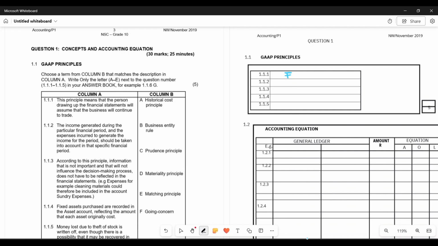For that financial year. So what is this rule? This is your matching principle. Matching principle is that principle whereby they tell you that the income as well as the expenses for this year, you need to recognize them in this year's financial period. So the second one would be E.